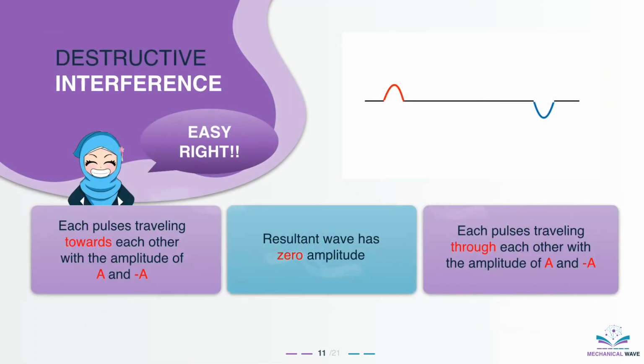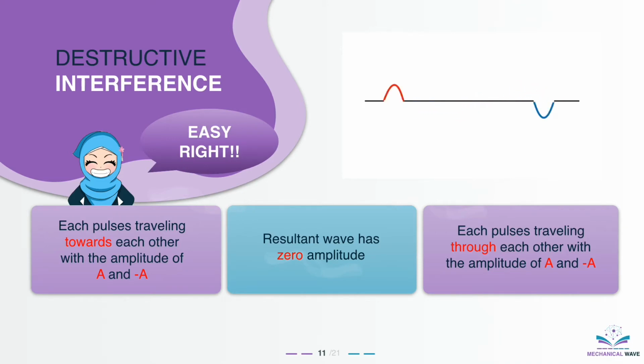If two pulses move towards each other with amplitudes of positive A and negative A, the resultant wave will have absolute zero amplitude. Then, they will travel through each other with the initial amplitude. Both constructive and destructive interference can be explained by using the principle of superposition.